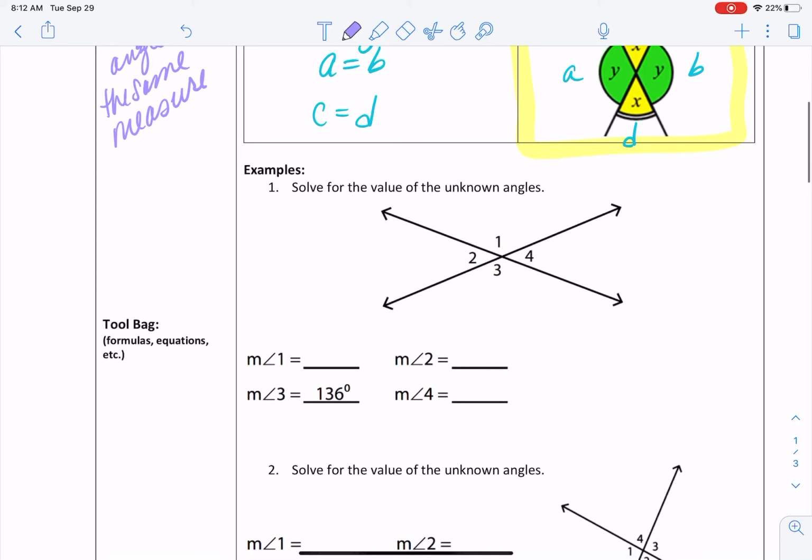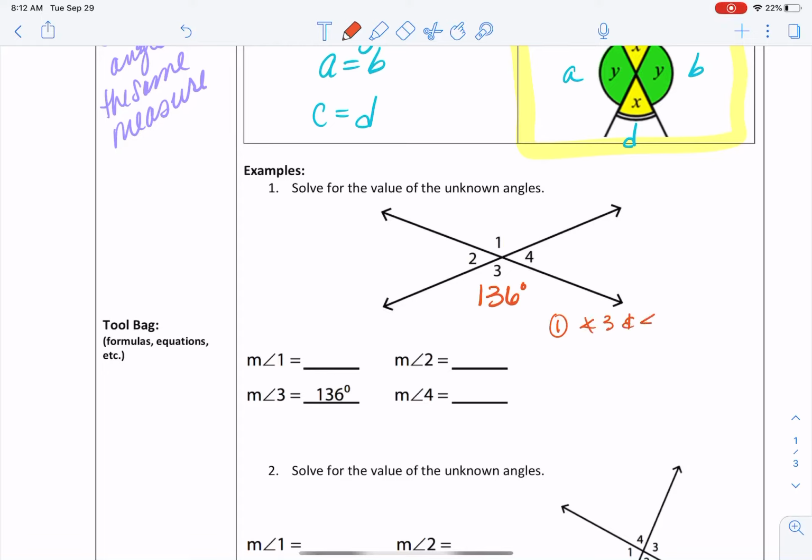So let's look at example 1. You are given that the measure of angle 3 is 136. So the first thing that we should do is label that. This is 136 degrees. Then, off to the side, we can write that angle 3 and angle 1 are vertical angles. This is our justification. That means that I can say that angle 1 is 136.